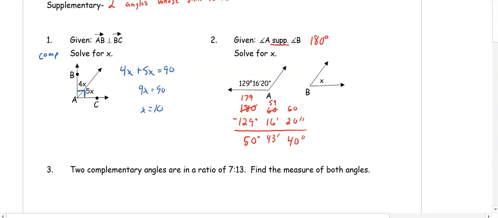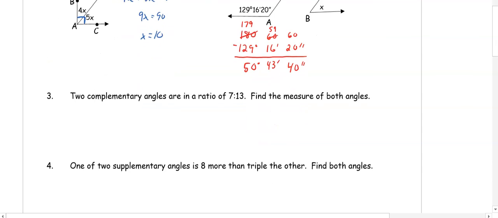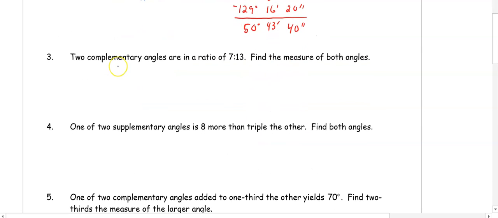In number three, two complementary angles are in a ratio of 7 to 13. Find the measure of both angles. So complementary means that they are equal to 90. When we have a ratio, we're going to put an x with each part of our ratio. So we get 7x plus 13x is equal to 90. So we get 20x equals 90. So when we divide, we get x equals 4.5.